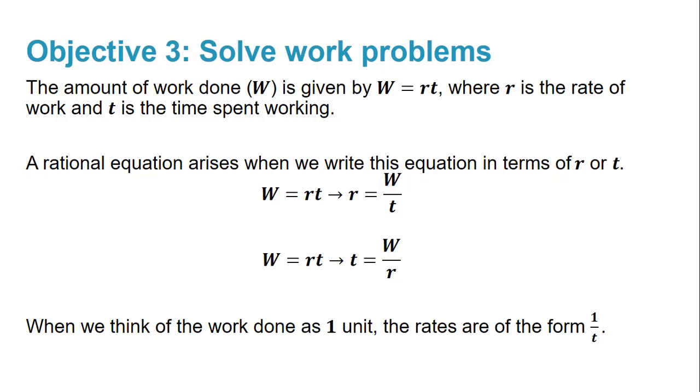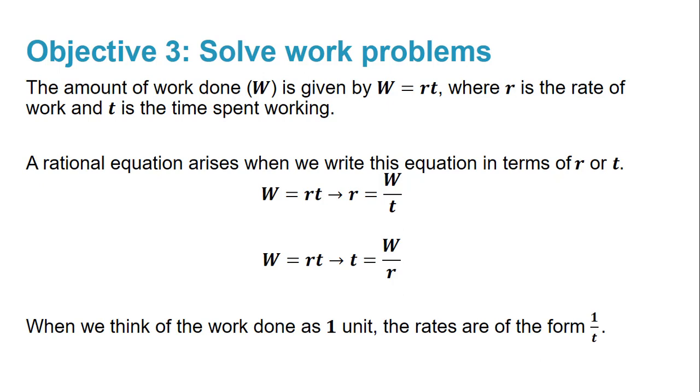In this video, we'll look at solving work problems. The amount of work done, W, is given by the formula W equals R times T, where R is the rate of work and T is the time spent working. A rational equation arises when we write this equation in terms of either R or T, right?